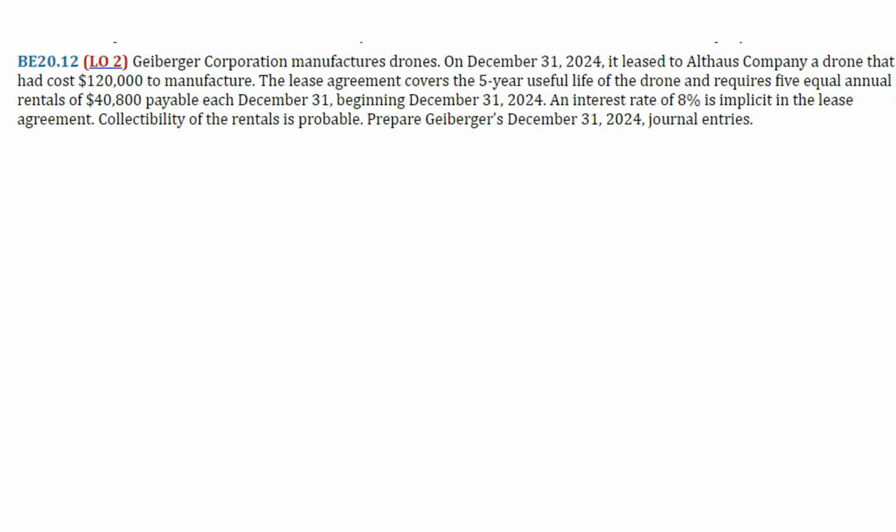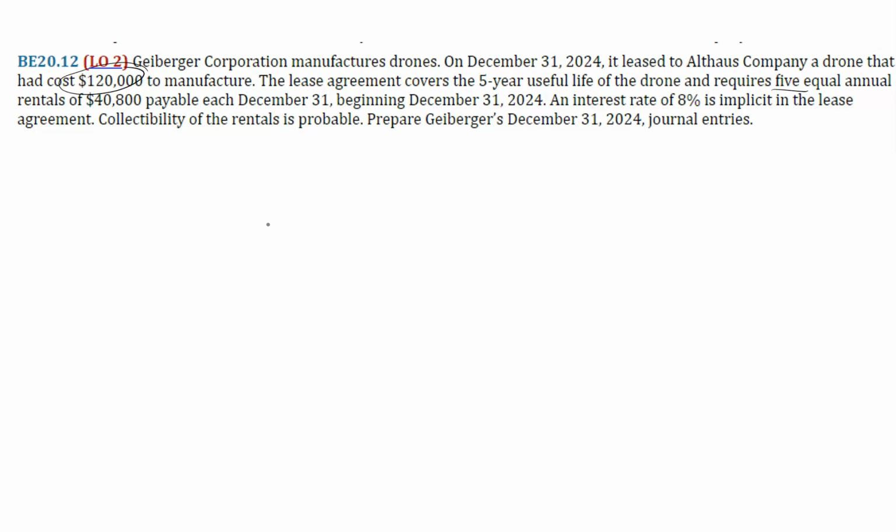Now we will do one problem, a finance lease problem from the lessor's perspective. Let's see problem number 2012. J. Burger Corporation manufactures drones. On December 31st, 2024, it leased to Althas Company a drone that had a cost of $120,000, and the lease agreement covers a 5-year useful life and requires 5 equal payments.